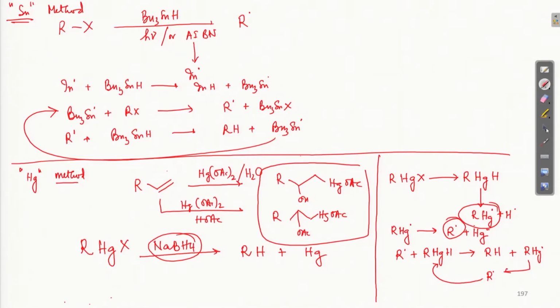Now, let us see what are the other methods. The third method is what is called the boron method. Okay. The boron method employs triethylboron in presence of oxygen. Okay. So, suppose you have an alkyl halide, okay, RI, and you add triethylborane and do the reaction in presence of oxygen.